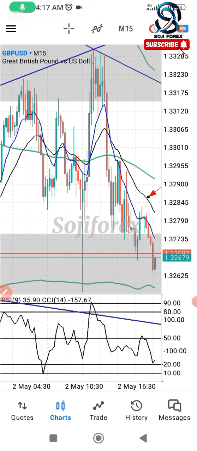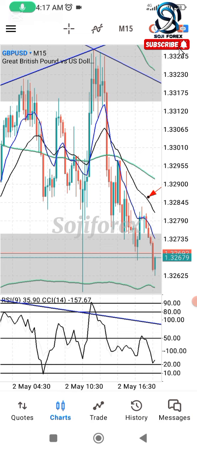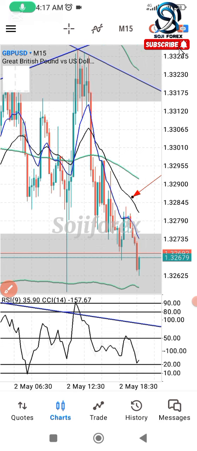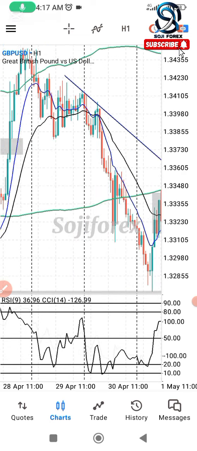Look at this. You have this series of rejection candlestick formations. You can see that bearish pin bar there. Then this would have been your entry, and you would have sold all the way to this down point. So this strategy is very simple and easy to understand.